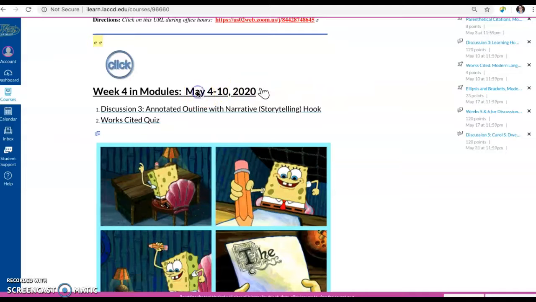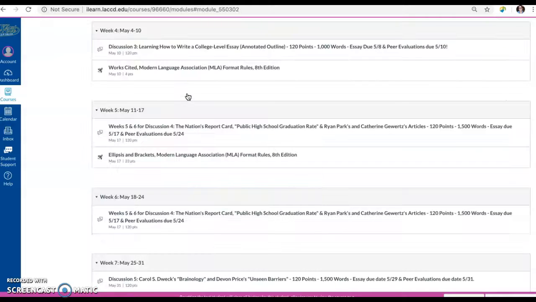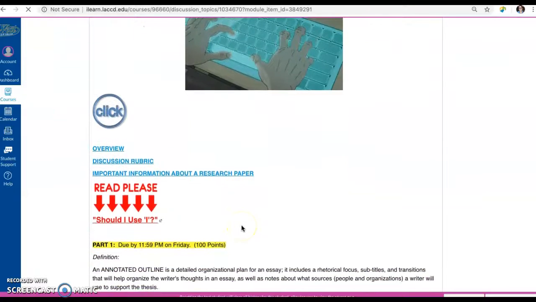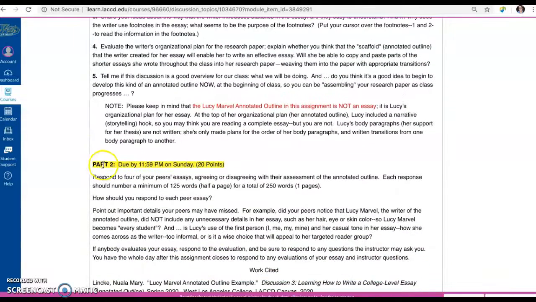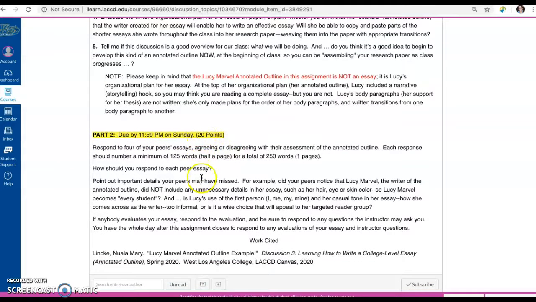Okay, let's click on our week 4, and that will take us into modules right here into discussion 3. And I'm going to remind you that we have 2 due dates, a part 1 for the essay, it's due on Friday, and we have a part 2 for the peer evaluations, they are due on Sunday. Now be sure to read the directions for the peer evaluations very carefully, please. You need to respond to anybody who evaluates your essay in addition to responding to 4 of your peers' essays, conducting peer evaluations on these essays.